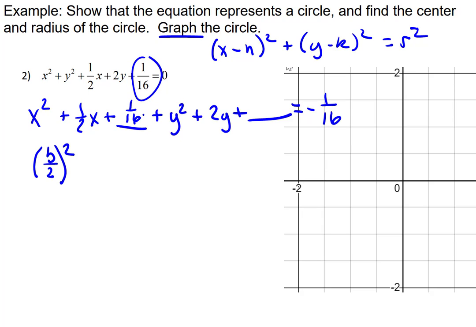We want to do the same process for the y terms. For the y terms, the b value is 2. So b over 2 would be 1, squared is 1. So we're going to add 1 for the third term in the y trinomial.